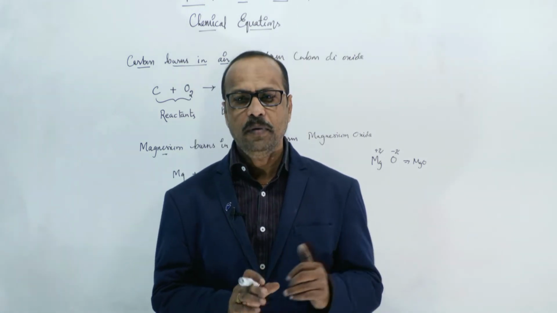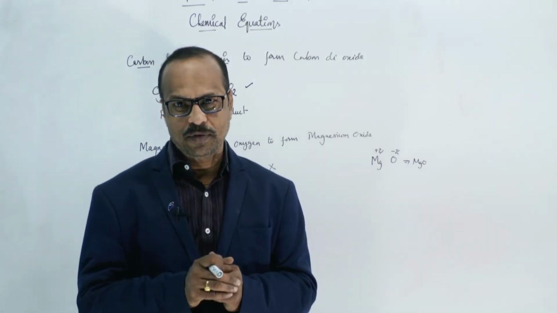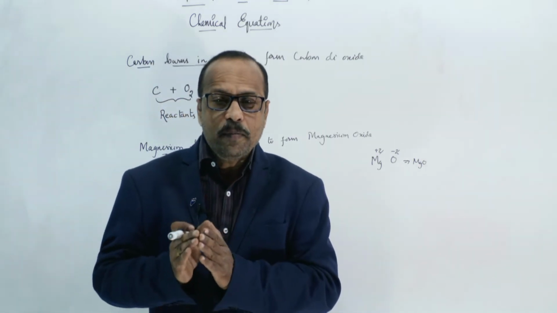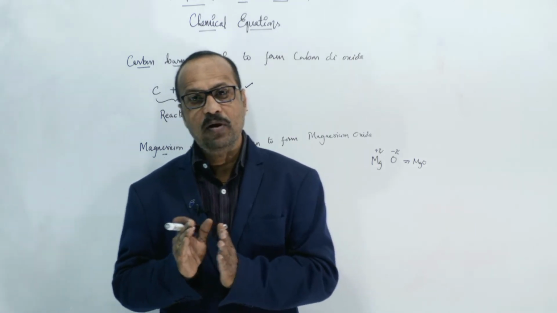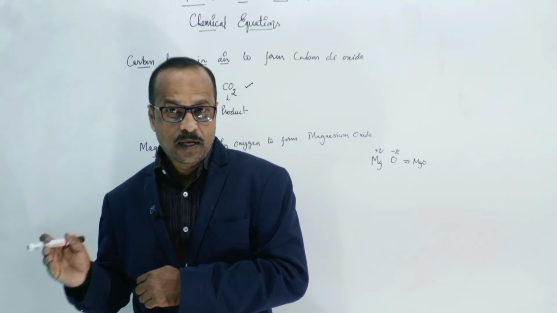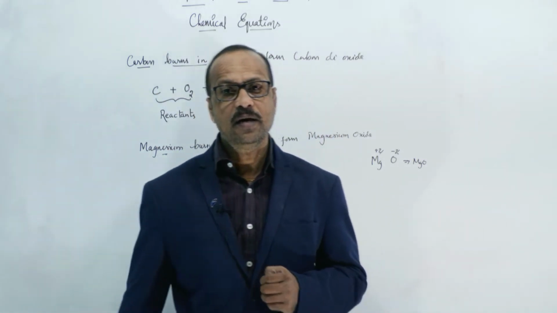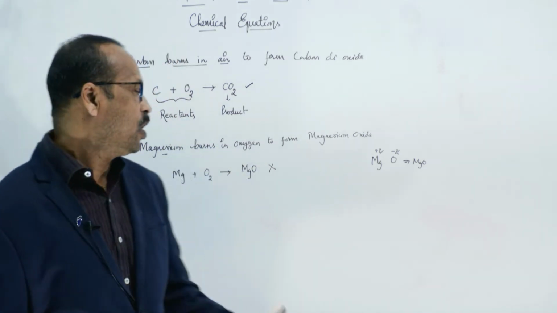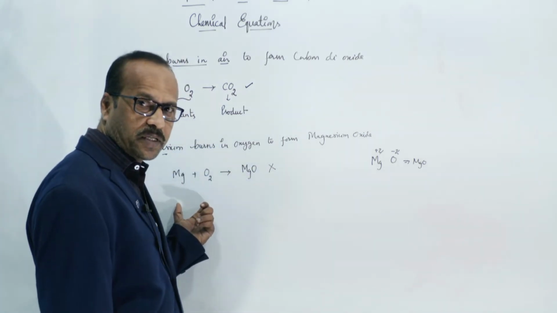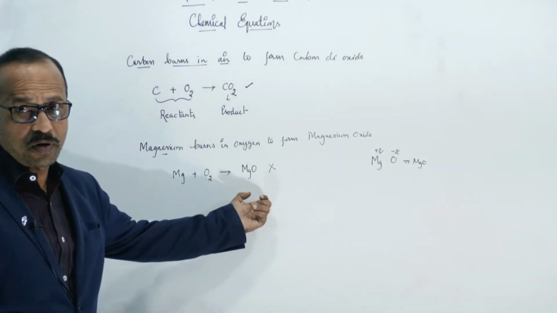Clear? But here we don't know the mass. So instead of that, what do we do? We take the number of atoms. So the number of atoms of elements or compounds present on the reactant side, the same number of atoms of elements and compounds should be present on the product side. The same number of atoms we write on the left side should be present on the right side also, the product side.